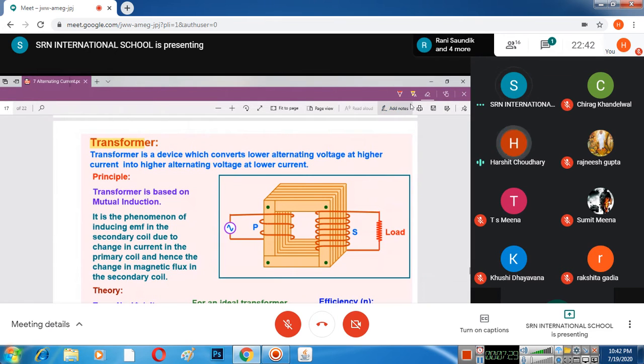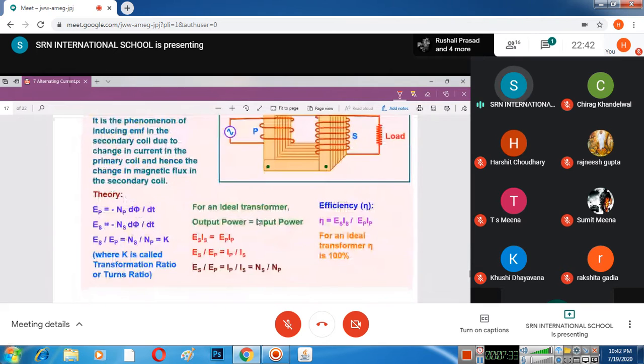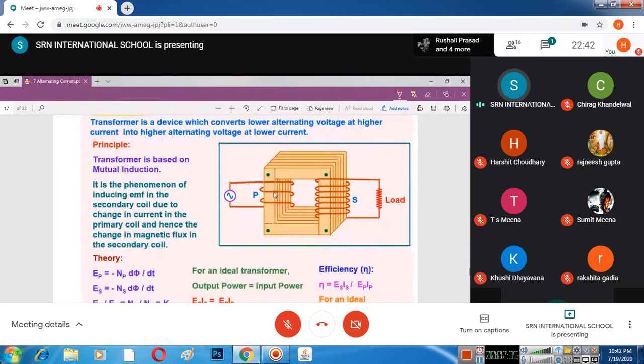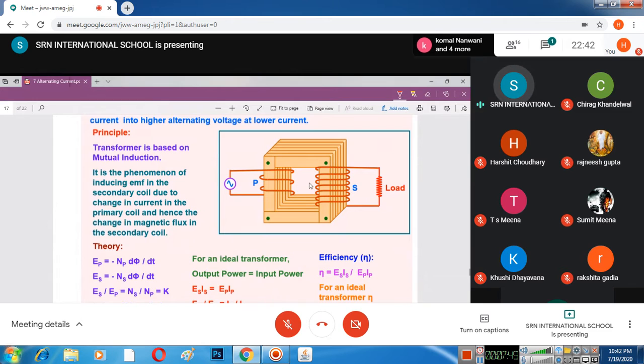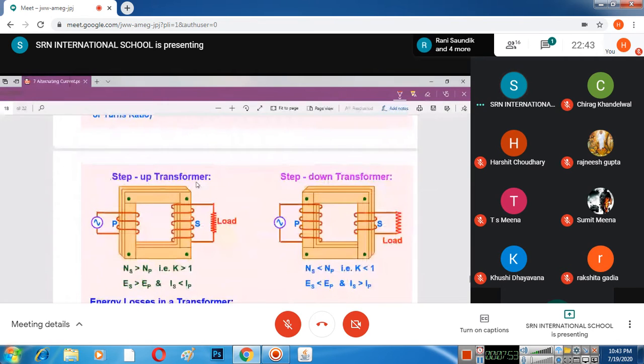See, you can see here in the primary side the winding is different. There are fewer number of turns. In secondary there are more number of turns. Depending upon the number of turns, this transformer is further divided into two parts. These two parts are step up transformer and step down transformer.